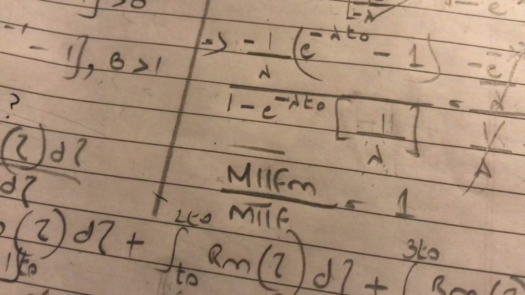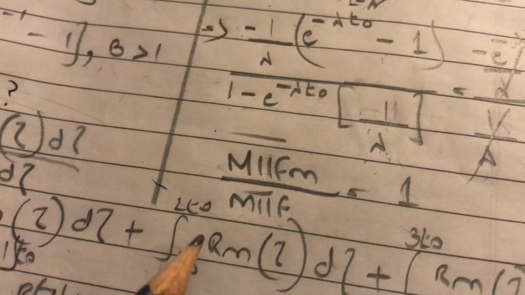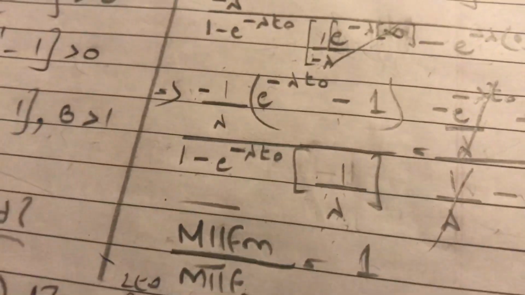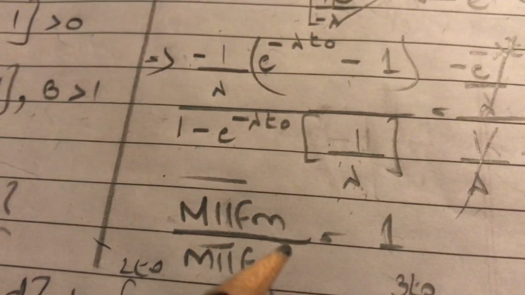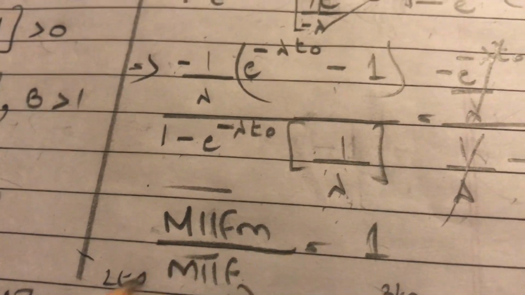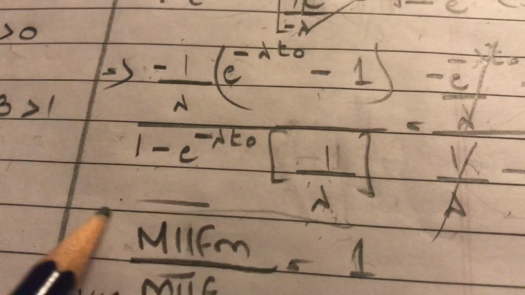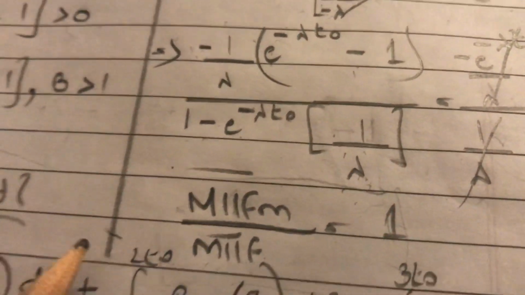As we said before that our Rm of t over R of t is equal to 1, in the same way we have proved our MTTFm over MTTF equal to 1. So that's all for now. It has been done. Thank you.